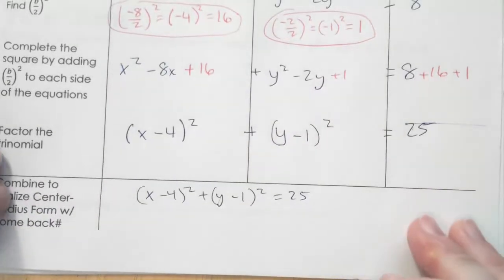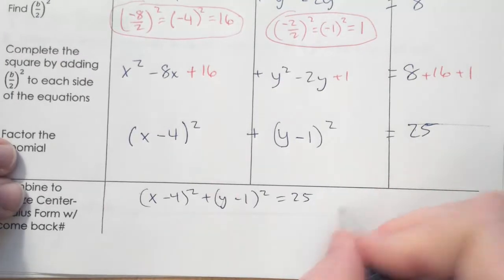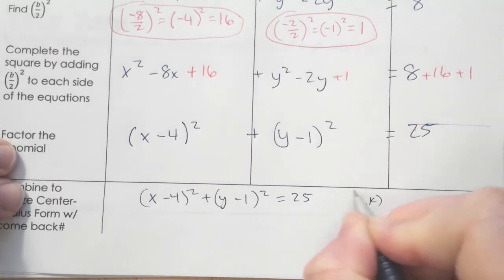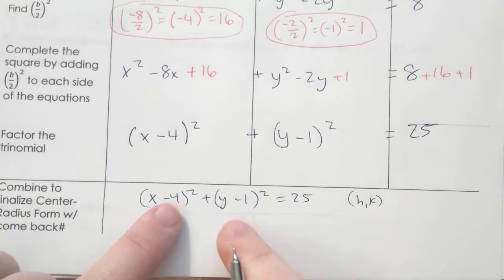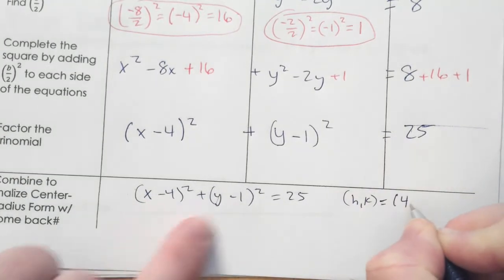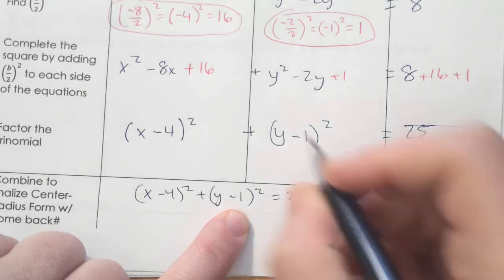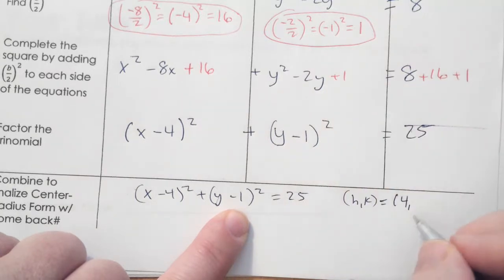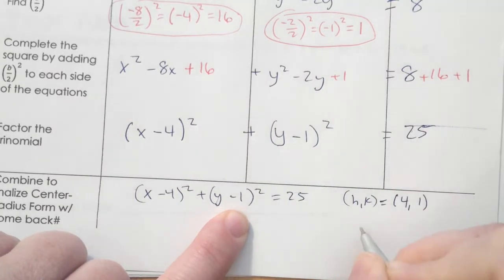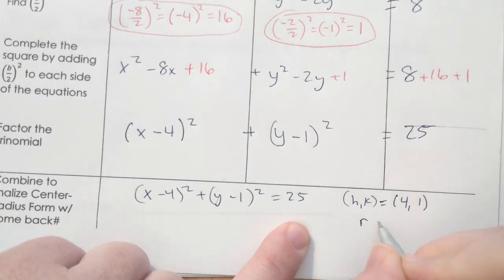And then from here, you know some extra things. And what are those extra things? We know that our HK, now we're taking it out of the equation to get our HK, so it feels like a flip. So that is a positive 4, and we have a positive 1. And then your R is whatever the square root of that is, right? The square root of 25, which is 5.